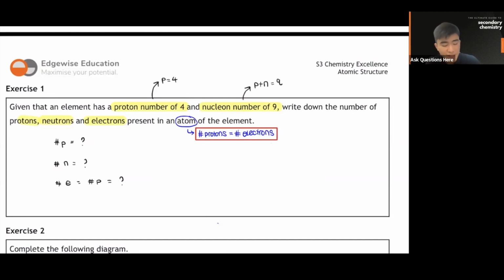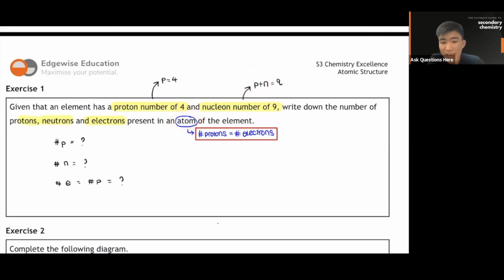Okay, let's look at the question together. Now, in this question, we are given that proton number is 4. So P equals 4. Nucleon number equals 9. So P plus N, where P stands for proton, N stands for neutrons, equals 9. And we are asked to find out the number of proton, neutron, electron in an atom.